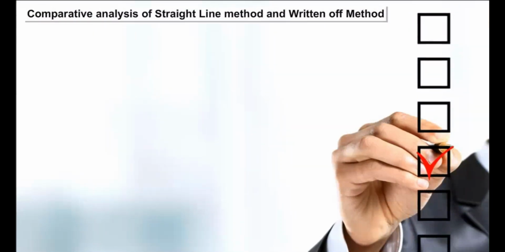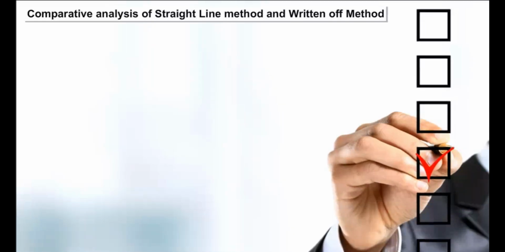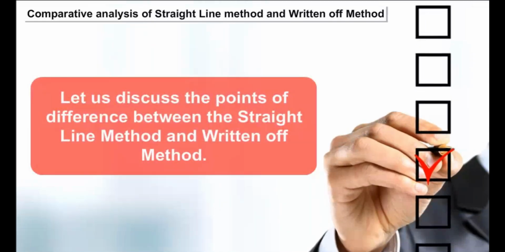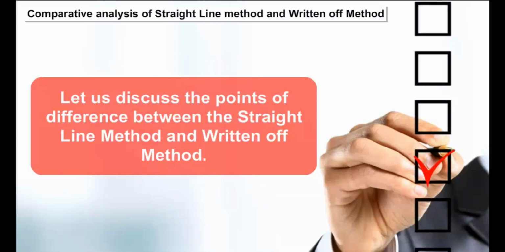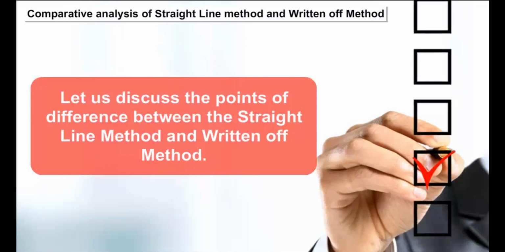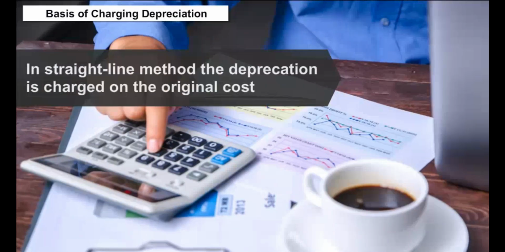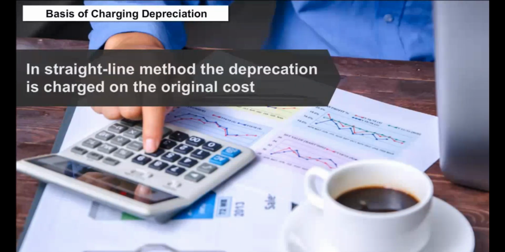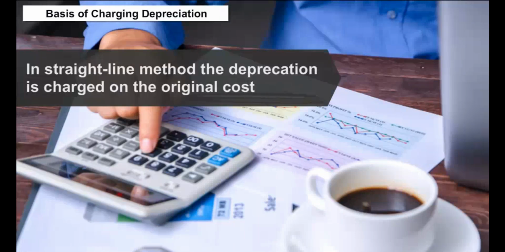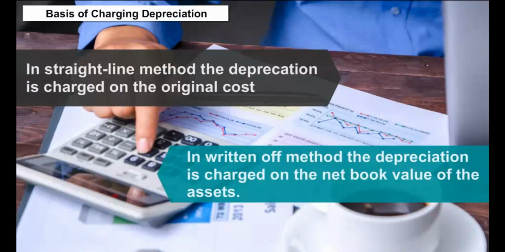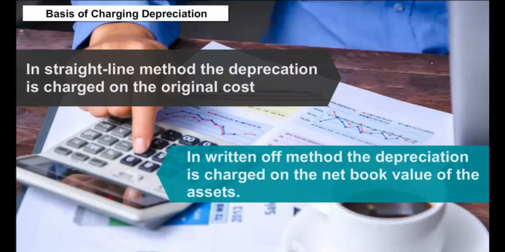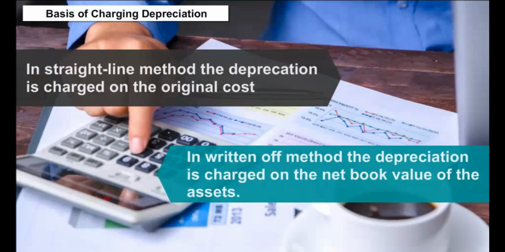Comparative analysis of straight line method and written down value method. Let us discuss the points of difference between the straight line method and written down value method. Basis of charging depreciation. In straight line method, the depreciation is charged on the original cost, whereas in written down value method, the depreciation is charged on the net book value of the assets.